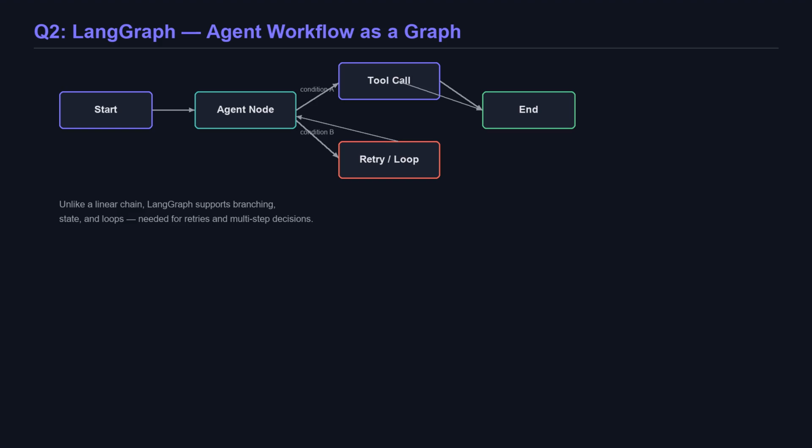Question 2. What problem does LangGraph solve that a simple prompt chain doesn't? LangGraph lets you build agent workflows as a graph with state, conditionals, and loops, instead of a fixed linear chain. This matters when an agent needs to retry, branch based on a decision, or maintain memory across multiple steps.